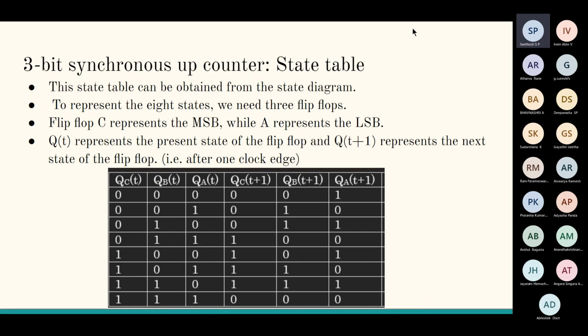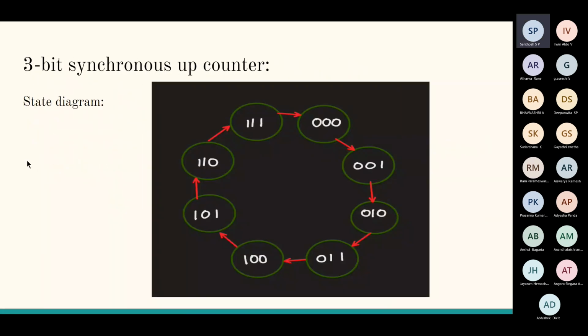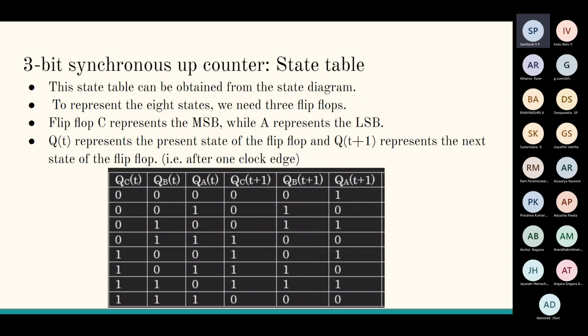Okay. So now as we've done the state diagram, our next stage is to do the state table, and then after doing the state table, the next step is to derive the inputs of flip-flops and then realize it in logic. So we're done with the state diagram. We understood how the states progress, how the circuit behaves. Now let's move on to the state table.